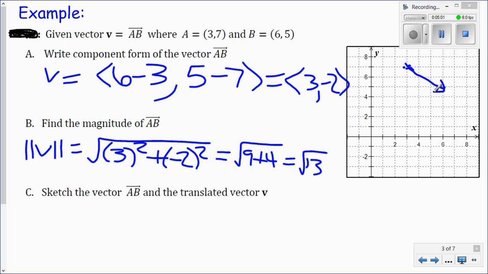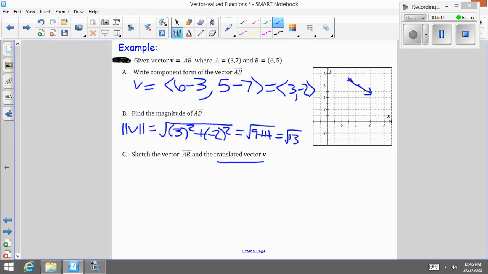Now, to translate the vector v, the idea is if we were to just move this vector, let's see if I can just do this without having to redraw it. To translate the vector v, we're just going to translate it so that the initial point is at the origin. And in that case, you can see that your terminal point actually ends up at the point (3, -2).